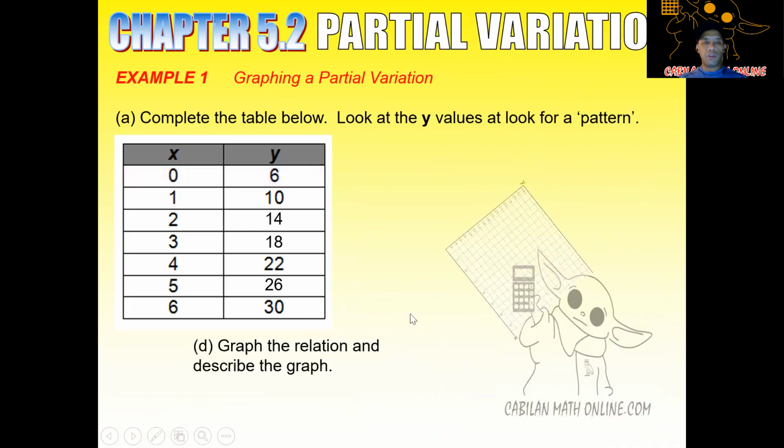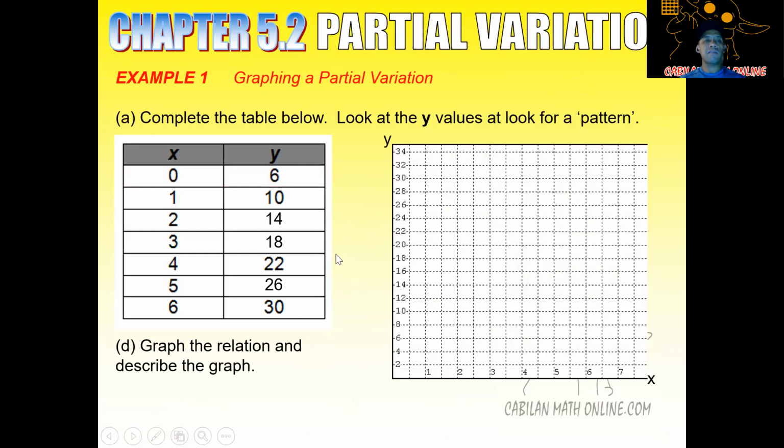So the next thing we want to do here is we want to graph this, and each one of these, as we go down the column over here, each one of these is an ordered pair. So for example, what we have for the first one here is (0, 6). So at 0, I'm just going to go up 6. For (1, 10), I'm going to go right 1, up 10. For (2, 14), I'm going to go right 2 and up 14, and so forth. Okay, so as you can see, when I finish this, we now have 7 points, which we can draw with a straight line.